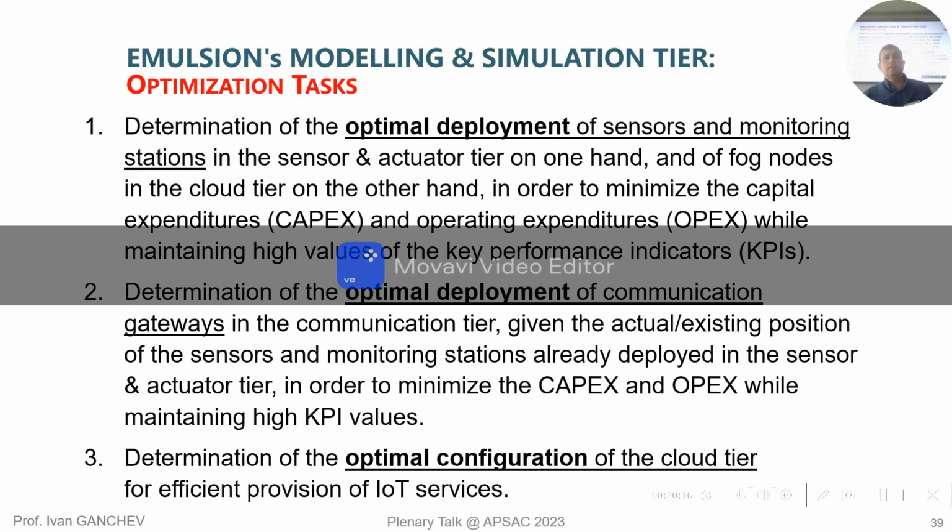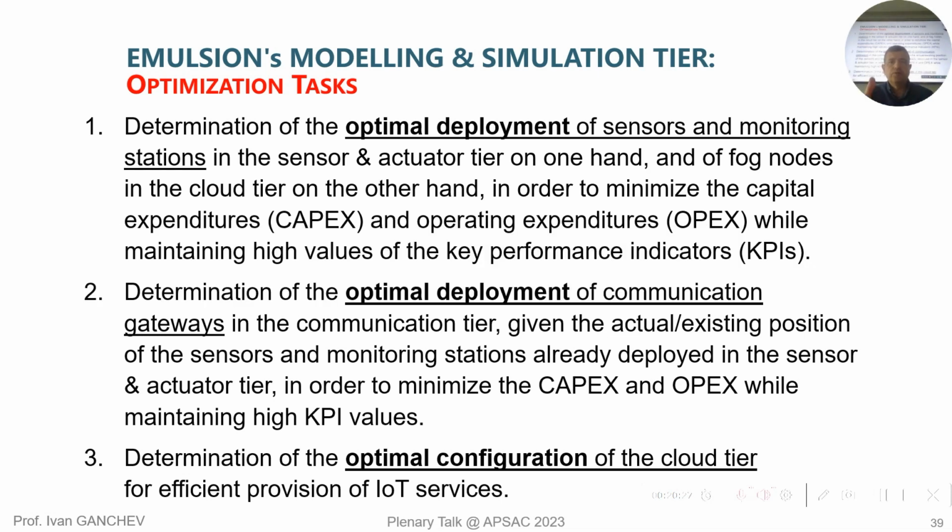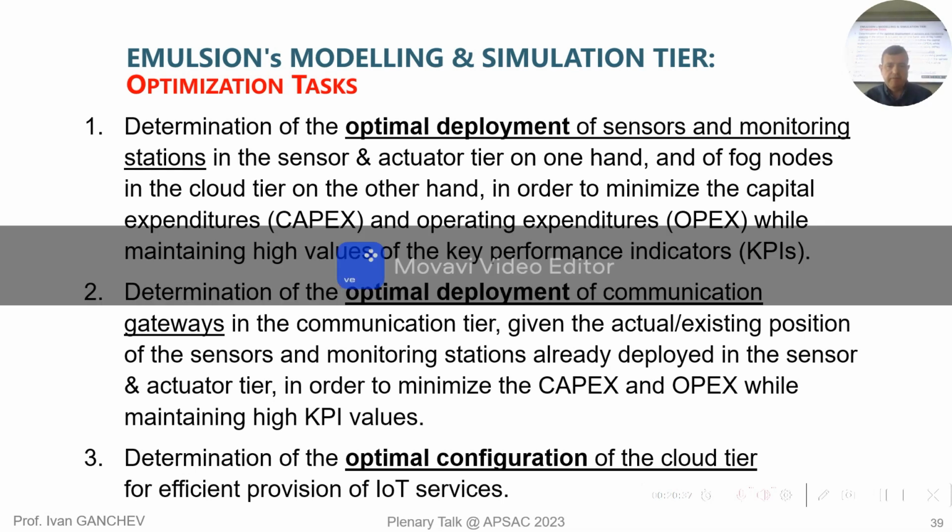So this is achieved by performing different optimization tasks, and I'm going to present to you shortly three types of these. The first two are in relation to the optimal deployment of sensors and communication gateways in a particular area of interest, and the third one is with respect to optimal configuration of the cloud tier.